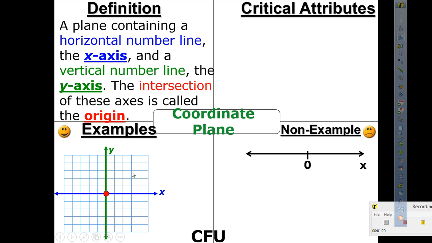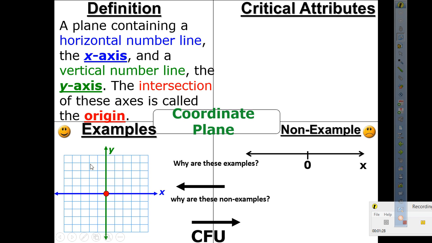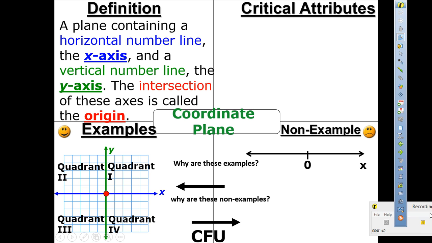So as you're finishing copying that, the other information that we wrote down yesterday, if you remember, what are these called? Quadrants. Very good. Quadrant 1, quadrant 2, quadrant 3, and quadrant 4. Copy that, please. I'll give you some time.